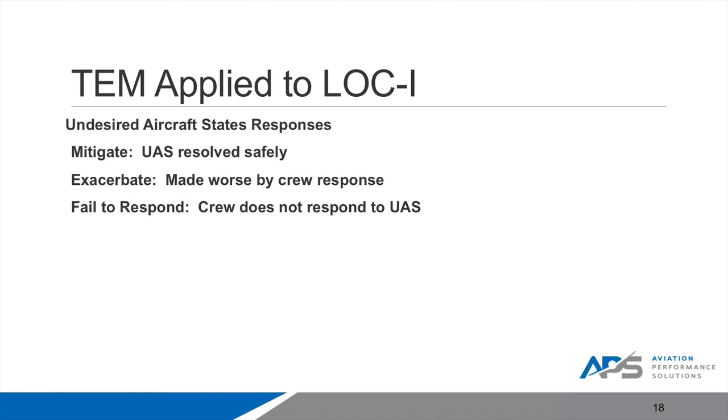If deviations in pitch, bank, or airspeed become severe enough, the undesired aircraft state moves into the category of an upset, with an accident or incident resulting from the upset falling into the classification of a loss of control in flight. In response to the undesired aircraft state, the crew may resolve it safely and mitigate it. Their response may make it worse and they may exacerbate it, or if the crew fails to respond, it is categorized as a fail to respond. In any event, pilots can be trained to appropriately manage the undesired aircraft state through good UPRT.